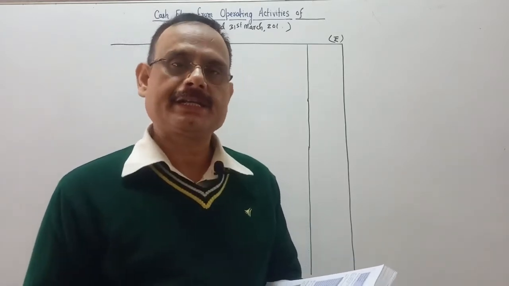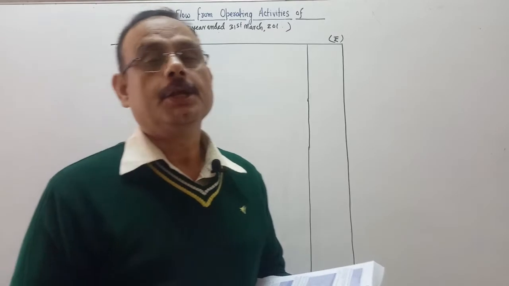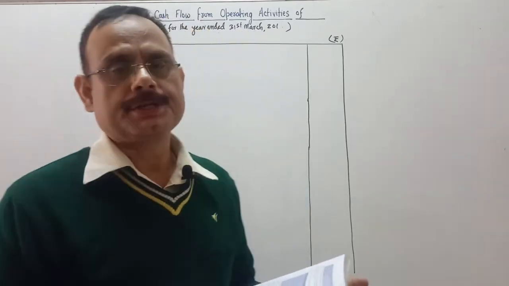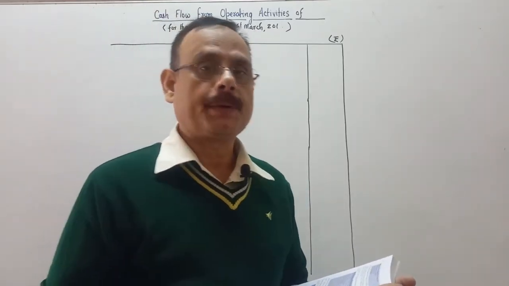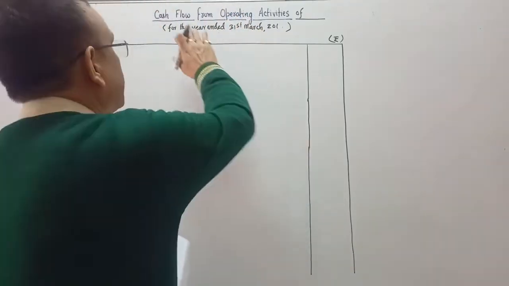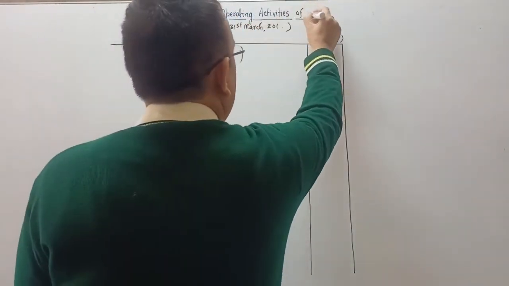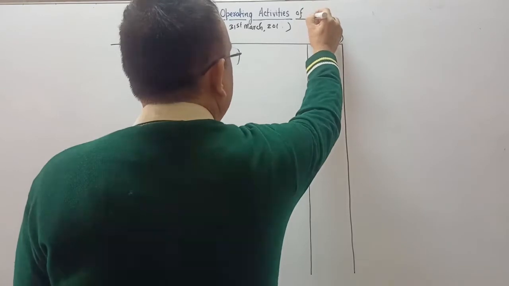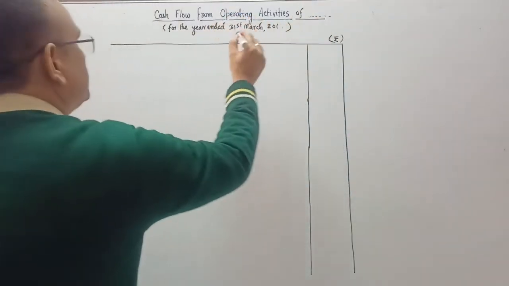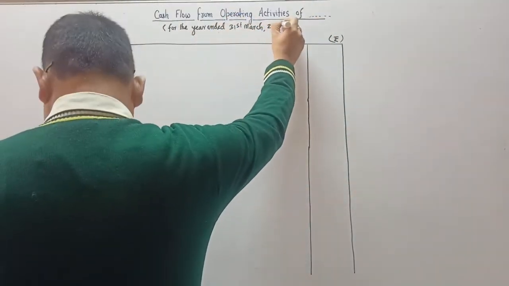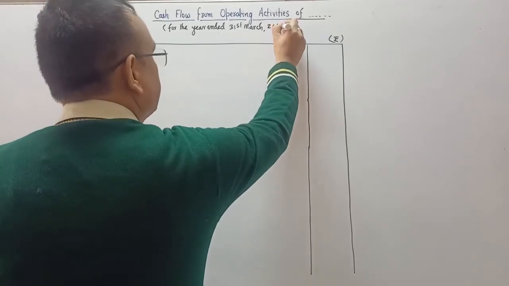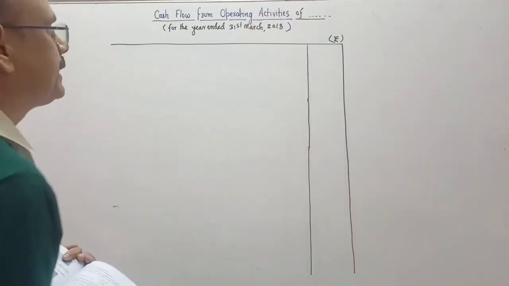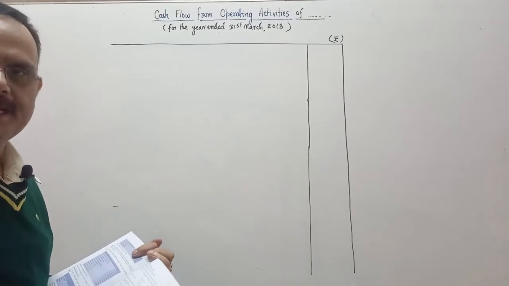Current year outstanding expenses is not given. You have to calculate cash flow from operating activities from this information. So give the heading: Cash flow from operating activity of, the name of the company is not mentioned, so I am putting a dash over here, for the year ended 31st March 2018.